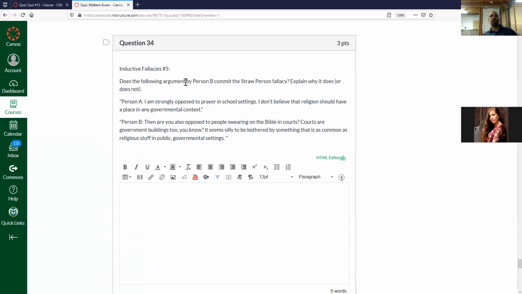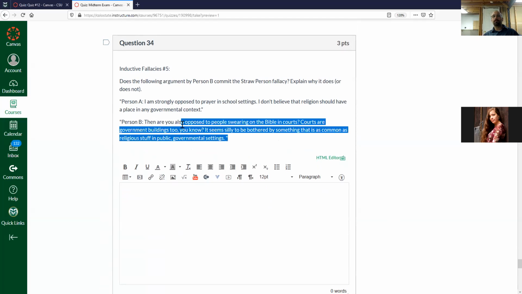So question, does this argument commit the straw person fallacy? What is the straw person fallacy? It's where you misrepresent someone's beliefs to make the argument easier to refute. Right. So here we have someone who is strongly opposed to prayer in school settings. I don't believe that religion should have any place in any governmental context. Right. Person B's response, this is where the straw person would be. Are you also opposed to swearing on the Bible in courts? Courts are government buildings too, you know. It seems silly to be bothered by something as common as religious stuff in public governmental settings.